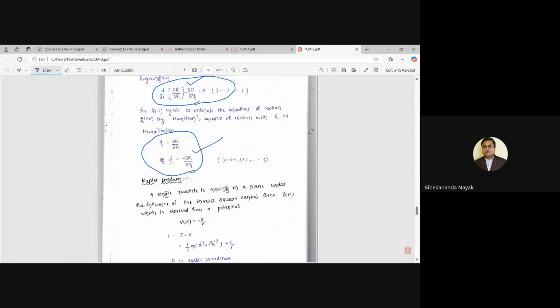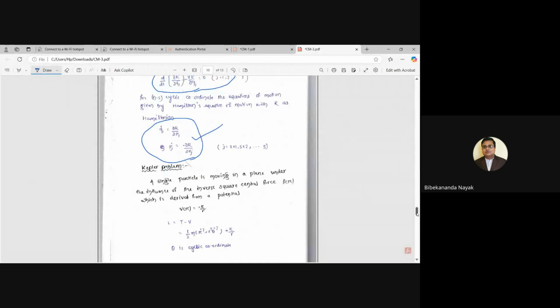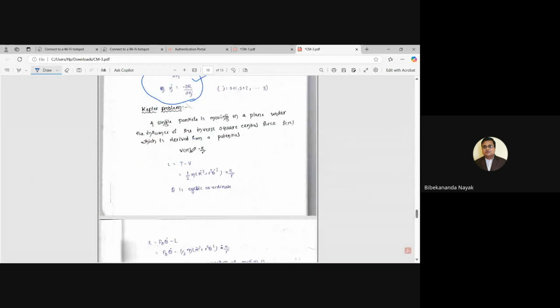From this procedure, we can solve Kepler's problem, because in Kepler's problem the potential is equal to minus k by r, and the total Lagrangian is half m (r dot squared plus r squared theta dot squared) plus k by r. Here theta is a cyclic coordinate among r and theta. So according to our cyclic coordinate and its momentum, p theta theta dot minus L, this is your Routhian.